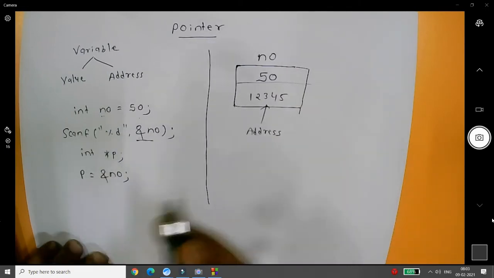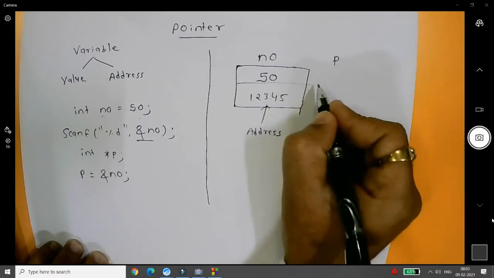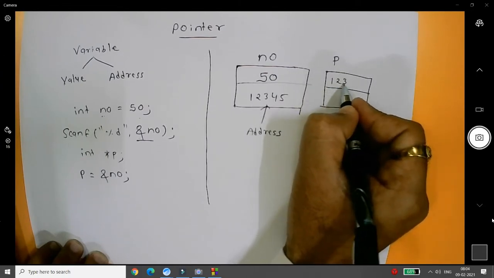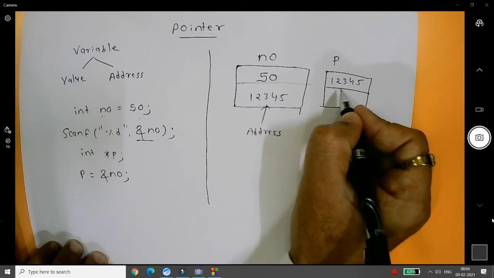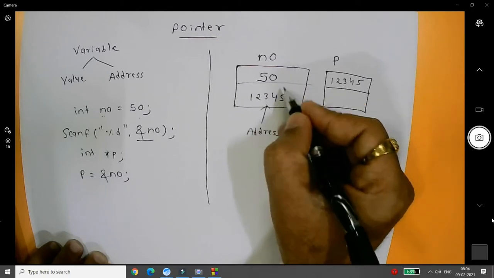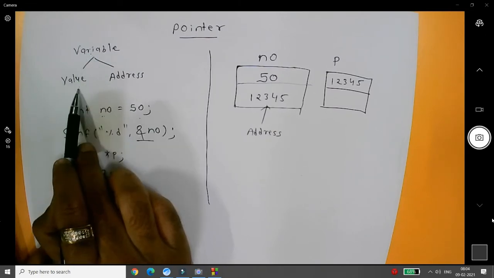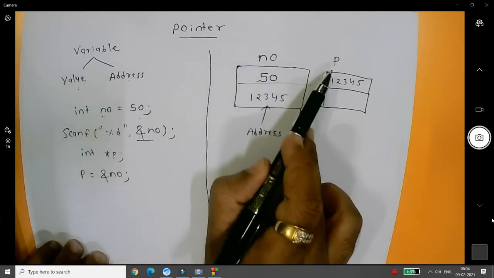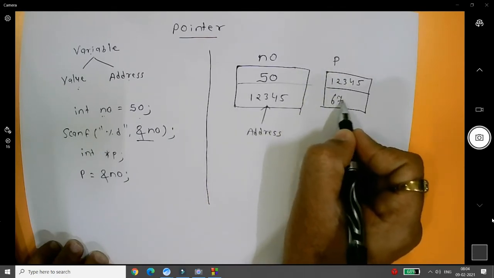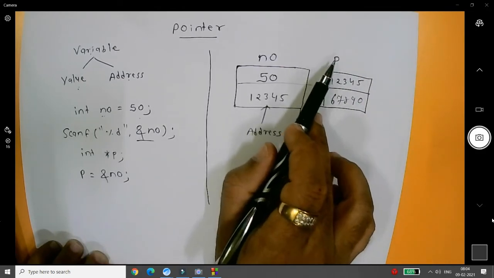So what happened? This p is my pointer variable. This pointer variable has the value 12345, which is the address of the number variable. But as we discussed, each and every variable has two things, value and address. So this pointer variable also has an address. For example, this pointer variable has the address 67890.